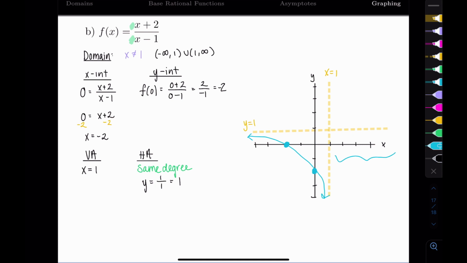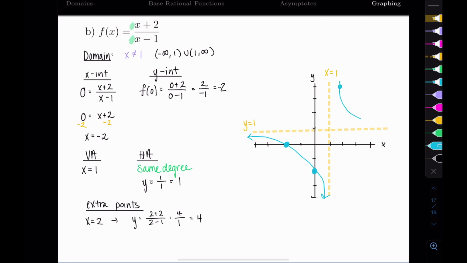But I have no idea what happens on this side, so we do need some extra points to figure that out. Really, I only need 1, so I can plug in 2 for x. If we do that, our y value is 2 plus 2 over 2 minus 1, which is 4 over 1. So the y value is 4. So when x is 2, y is equal to 4, which is right up here. And so immediately that tells me we are going to hug our graph like this.